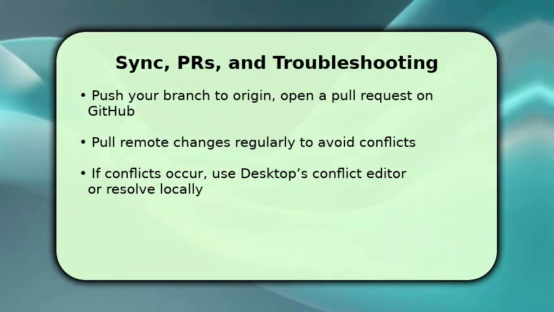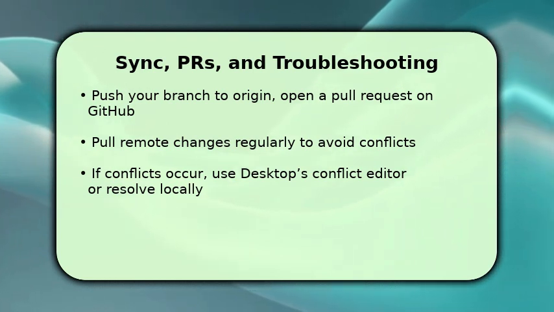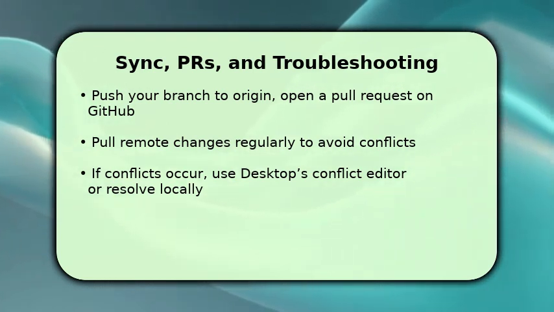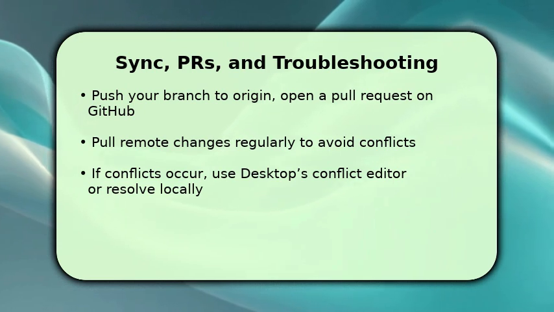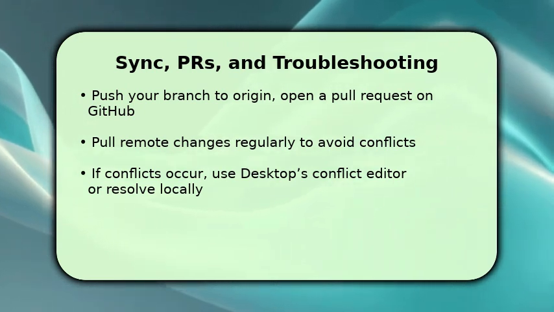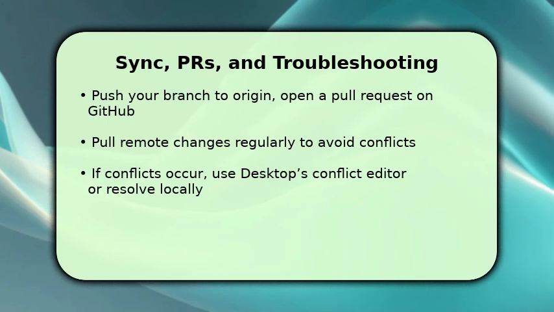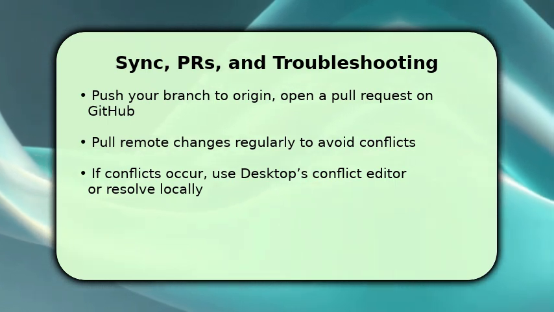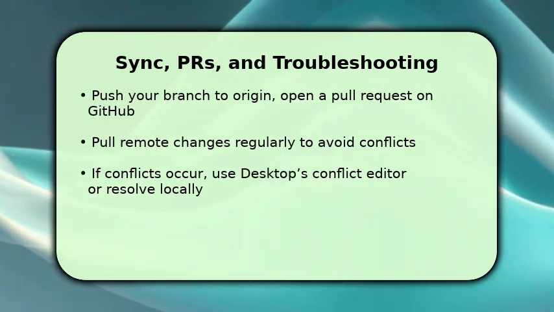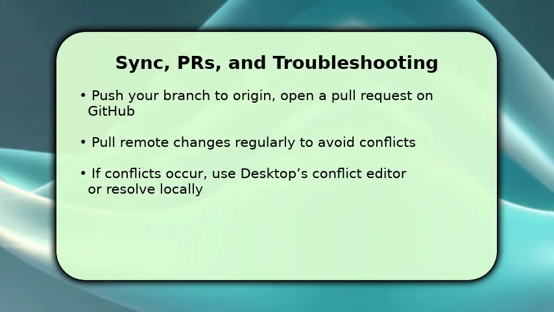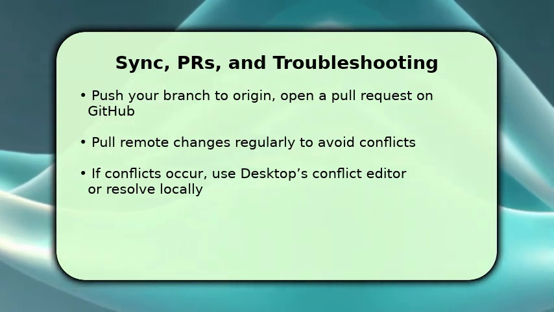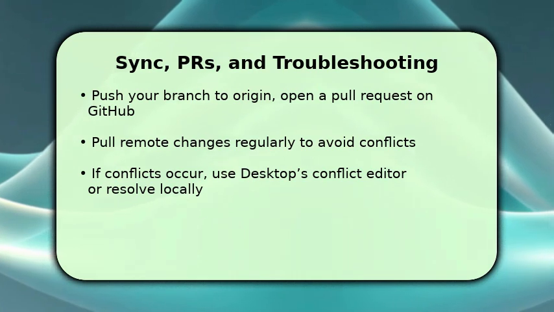Make it a habit to pull remote changes before you start work. This prevents many conflicts. If a conflict appears, GitHub Desktop highlights files and offers options. You can use the built-in editor to choose changes or open your editor to resolve manually, then mark as resolved and commit. Key tip: if history looks messy, create a backup branch before complex rebases or resets.